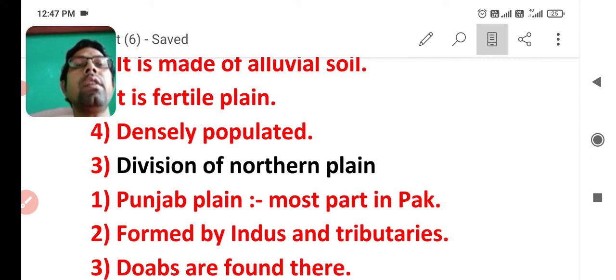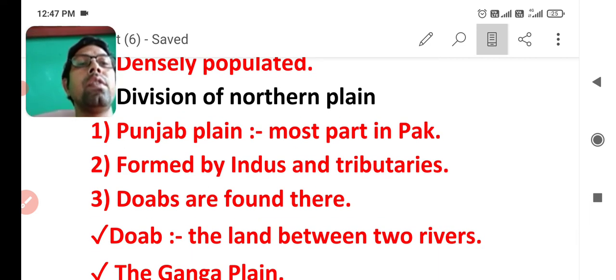Next, division of northern plain. So there are three major divisions of northern plain. So first is Punjab plain. The major part of Punjab plain is in Pakistan right now, and the rest is in Punjab. It's formed by Indus and its tributaries. The main tributaries are Satluj, Chenab, Ravi, Jhelum, etc.